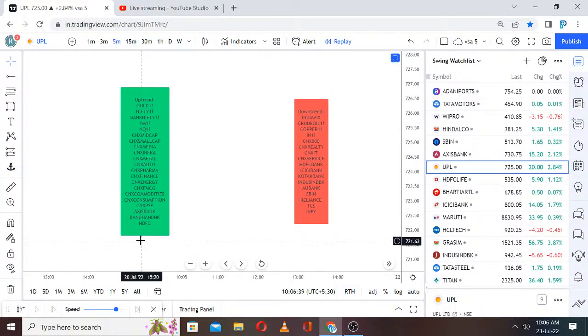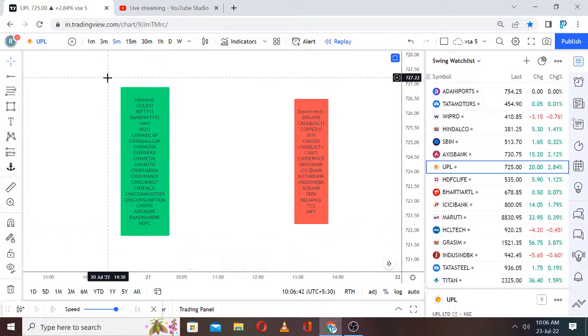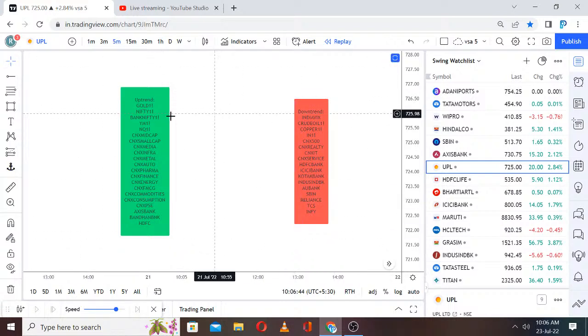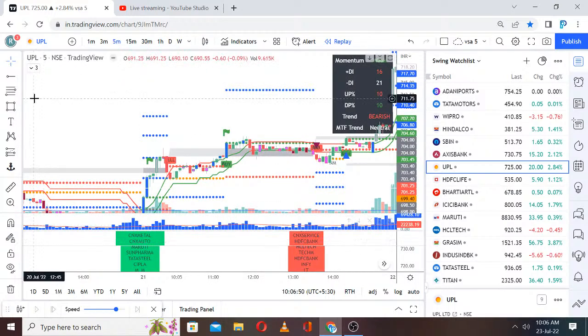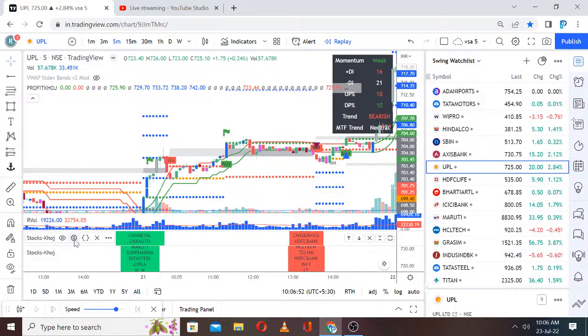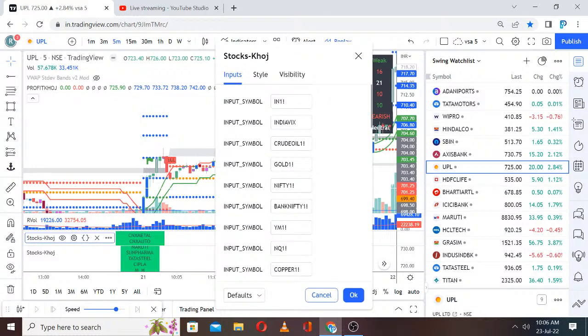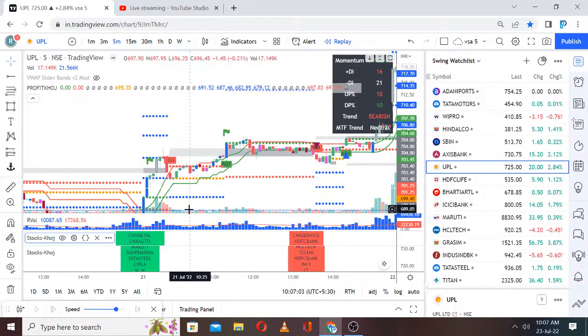Okay, I have prepared another list by going into the settings of this indicator, as I showed you before. I just go to indicator settings. You can change whatever you want. You can add or delete the scripts as required. Just make sure to add the same script that is in TradingView. You can see our previous video on the stocks per indicator for that.